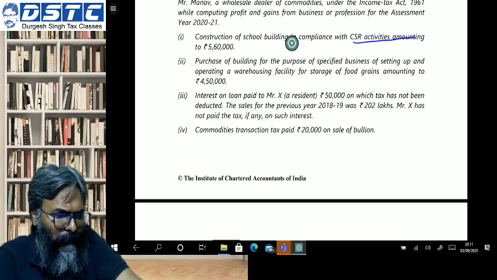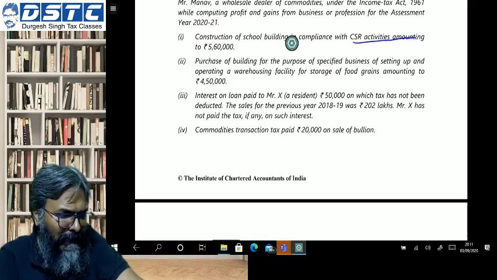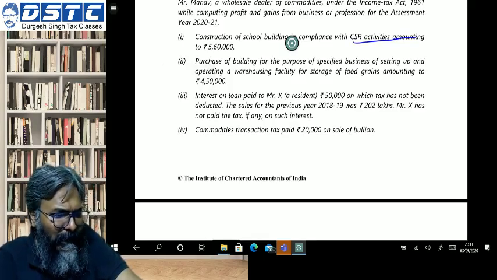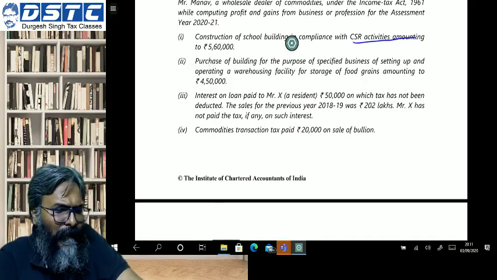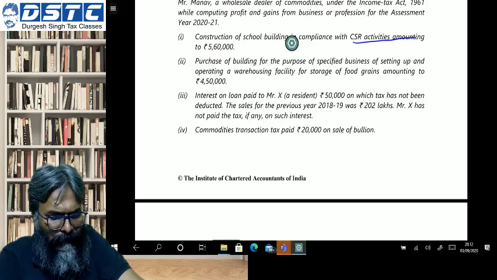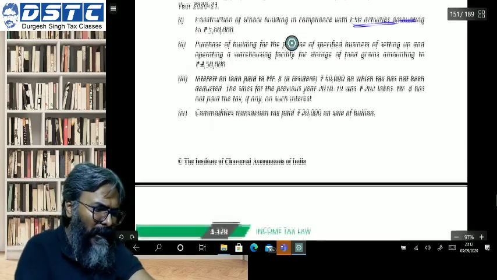The sales for the previous year 18-19 was rupees 202 lakhs. Mr. X has not paid the tax, if any, on such interest. So what will happen, students, would be that this much of the amount of the interest on which TDS has not been deducted, we will see subsequently that this will be disallowed.